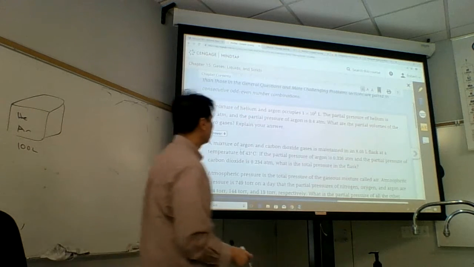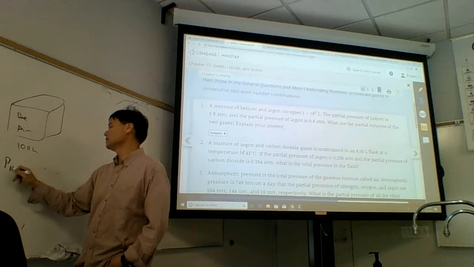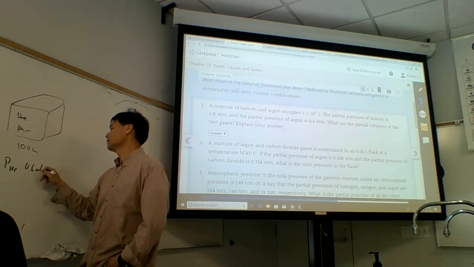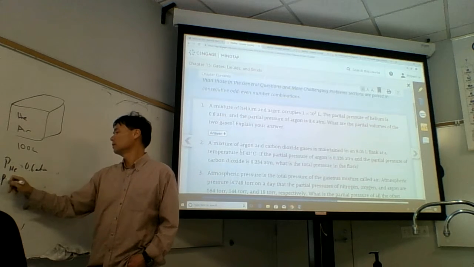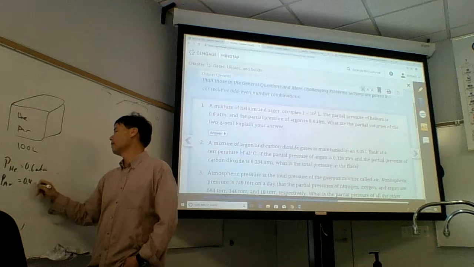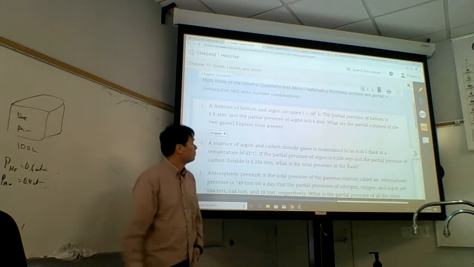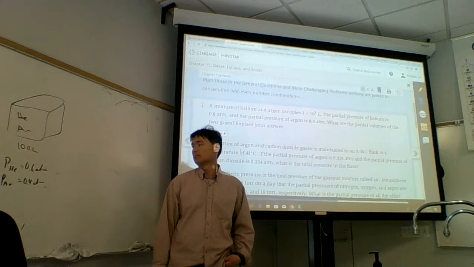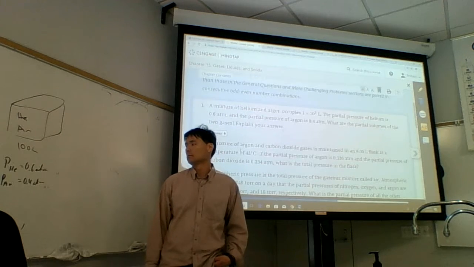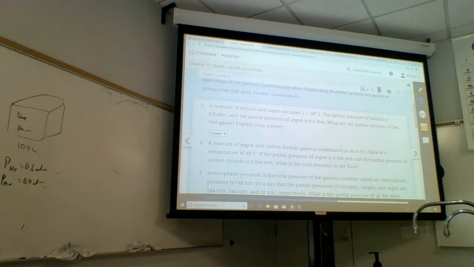The partial pressure of helium is 0.6 atmospheres. And so the pressure of helium inside here is 0.6 atmospheres. And the partial pressure of argon here is 0.4 atmospheres. What are the partial volumes of the two gases? What is it? 100 liters? Yeah.